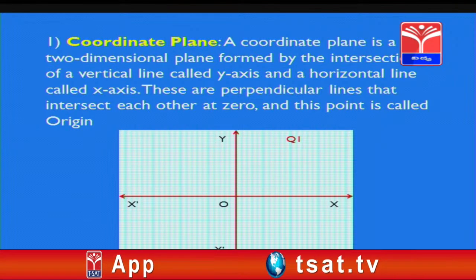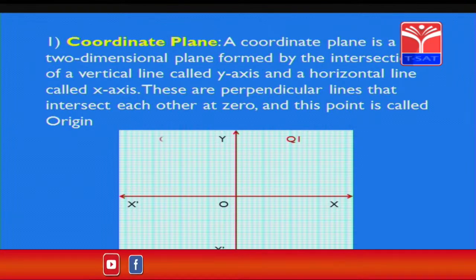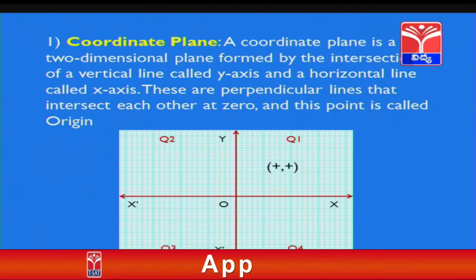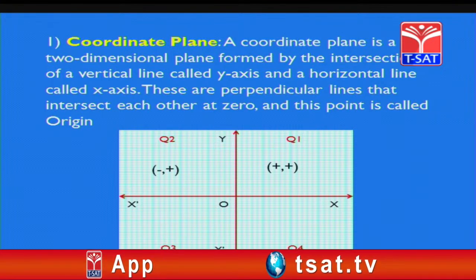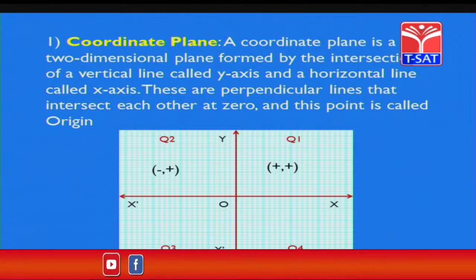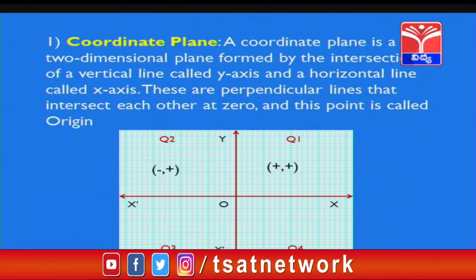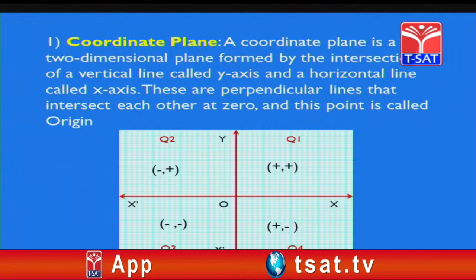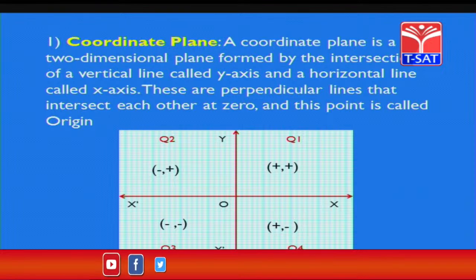Now, this pair of perpendicular lines divides the coordinate plane into 4 quadrants: Q1, Q2, Q3 and Q4. In Q1, we observe that the ordered pair has both coordinates positive. In Q2, we have minus x and plus y, that is, a negative x value and a positive y value. Coming to Q3, the x coordinate and y coordinate, both of them are negative. And when we come to the 4th quadrant, it is positive x and negative y.